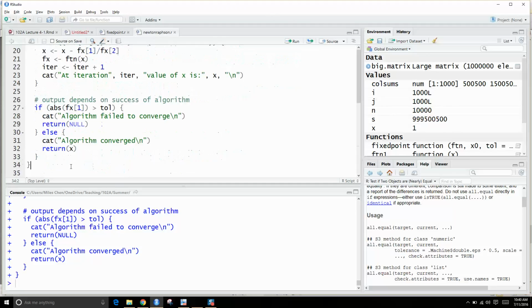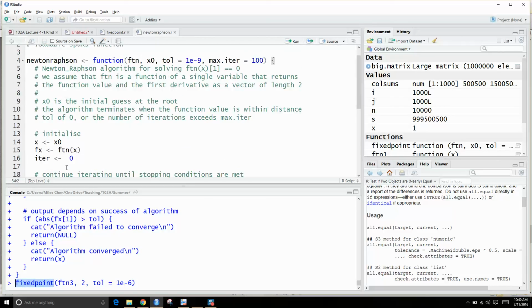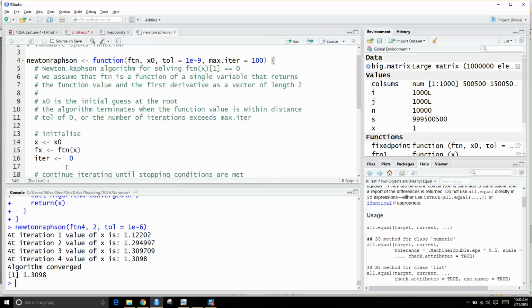All right, so we'll run this. What is this called? We called it Newton-Raphson, function 4, where function 4 returns both the value of the function and its derivative. And then it converged very quickly, after four iterations here.